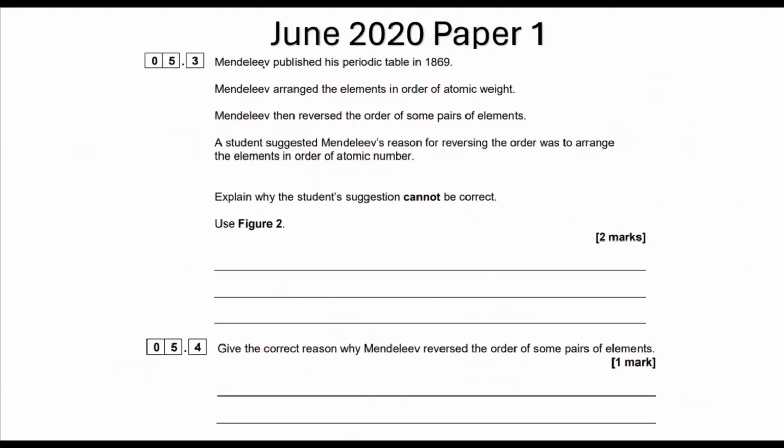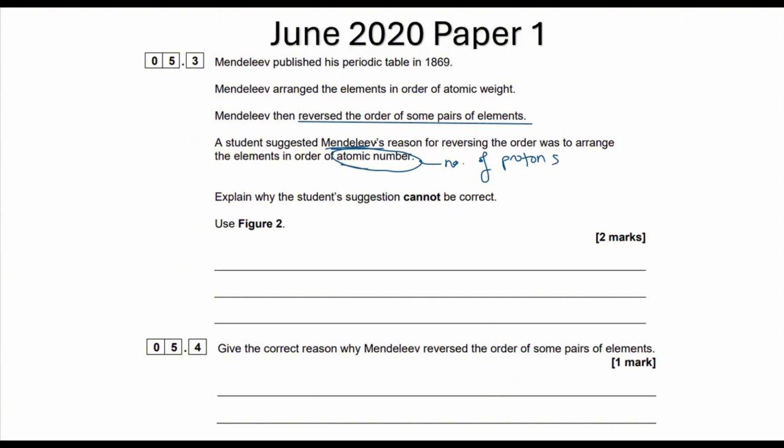June 2020. Mendeleev published his periodic table in 1869. Mendeleev arranged the elements in order of atomic weights. Mendeleev then reversed the order of some pairs of elements. Remember, why? So that elements can be in the same column. A student suggested Mendeleev's reason for reversing the order was to arrange the elements in order of atomic number. What is atomic number? The number of protons. And the student is telling us Mendeleev chose to reverse them so that it's in order of protons.